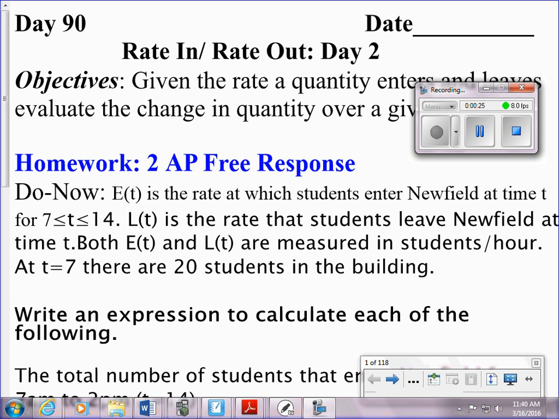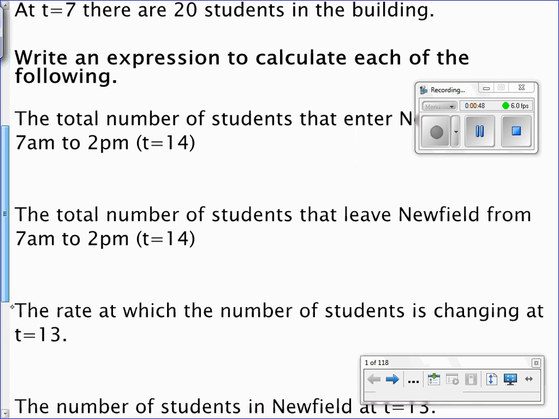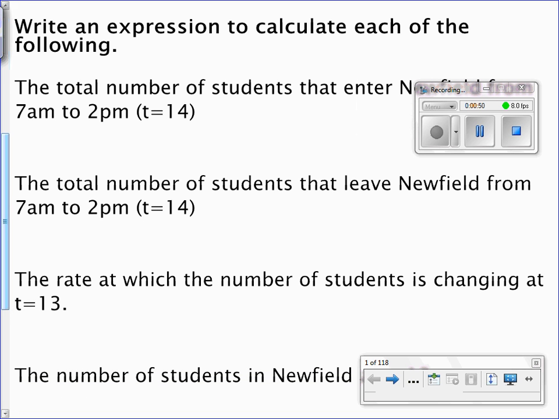Okay, now they're ready. All right, so I have a little do now for you to do. It's about Newfield students, so you'll be very interested. It has to do with your life. I want to see if you can come up with expressions to find. I have different questions here. See what you can come up with. Read it through. I know the homework, the AP problems are tough. I want to see if you can get parts of them, and we'll go over some of those.